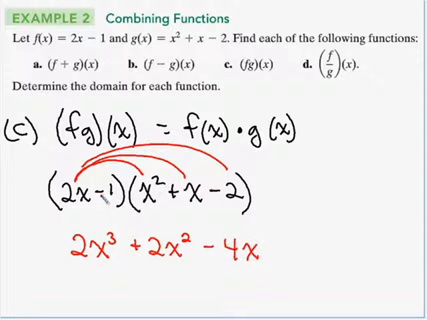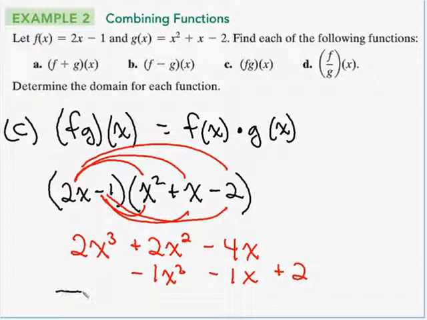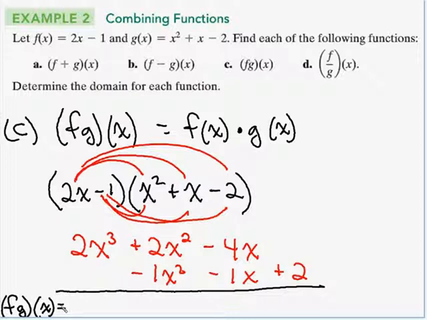And distribute the negative 1. Negative 1 times x squared is minus 1x squared. Minus 1 times x is minus 1x. And minus 1 times minus 2 is plus 2. So now we can collect up all our like terms, and this will be our final combined function, f times g of x. So we have our 2x cubed, plus 2 minus 1 is plus 1x squared, and then we have minus 5x and a plus 2.